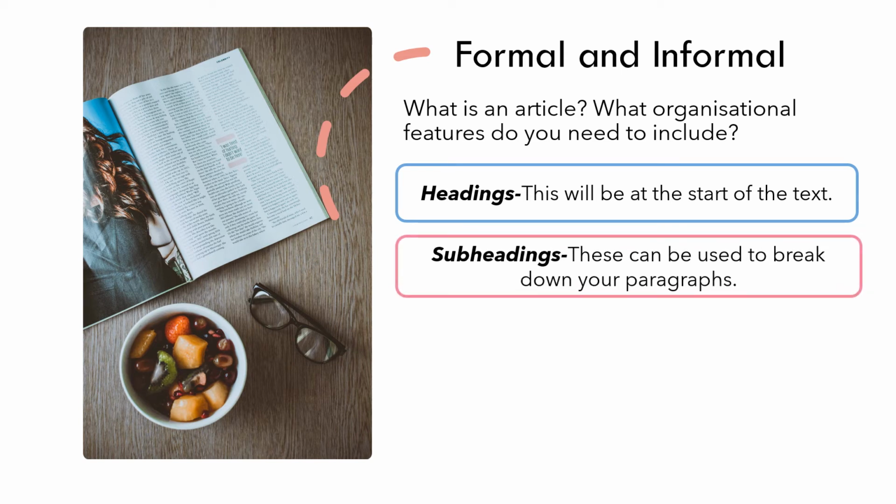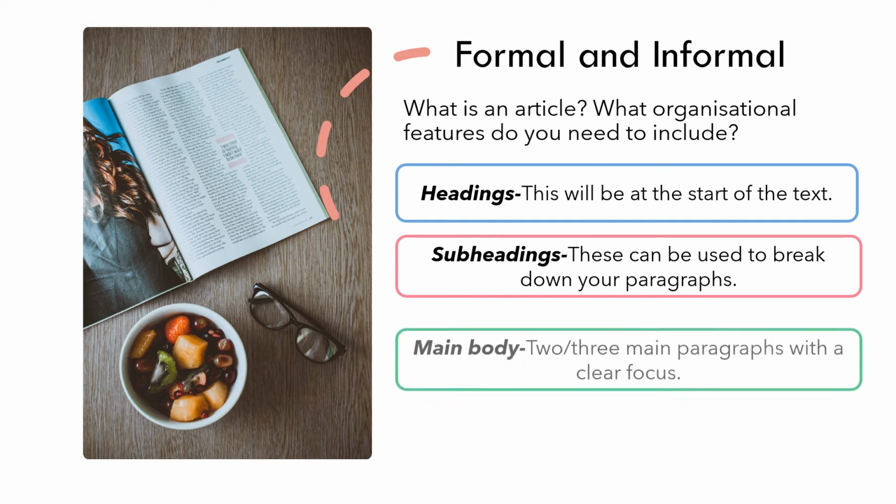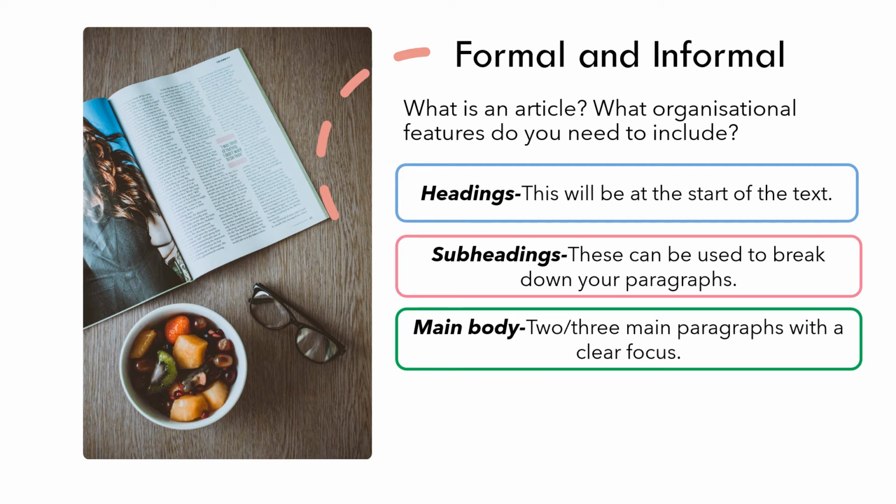Next one, you need to use subheadings. Now these will be a fantastic thing to use to help actually organise and structure your writing. So each time you have a different paragraph, you can use a subheading to explain to the reader, this is what we're going to talk about, or this is what we're going to cover in this part of the extract. The main body. So the main part of your writing is going to form 2 to 3 main paragraphs, and each of these paragraphs need to have a very clear focus. If your focus changes, that means you need to move on to a different paragraph.